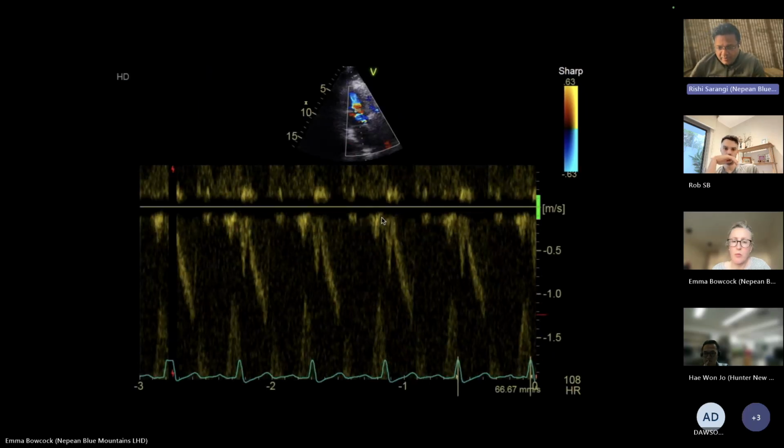Looking at the pulsed wave Doppler now, which has been adjusted to the zone of maximum flow acceleration, I can see peak velocities of around 1.5, but it continues to have this dagger-shaped waveform, which is concerning. It's a claw-shaped waveform, which is very concerning for mid-cavity obstruction.